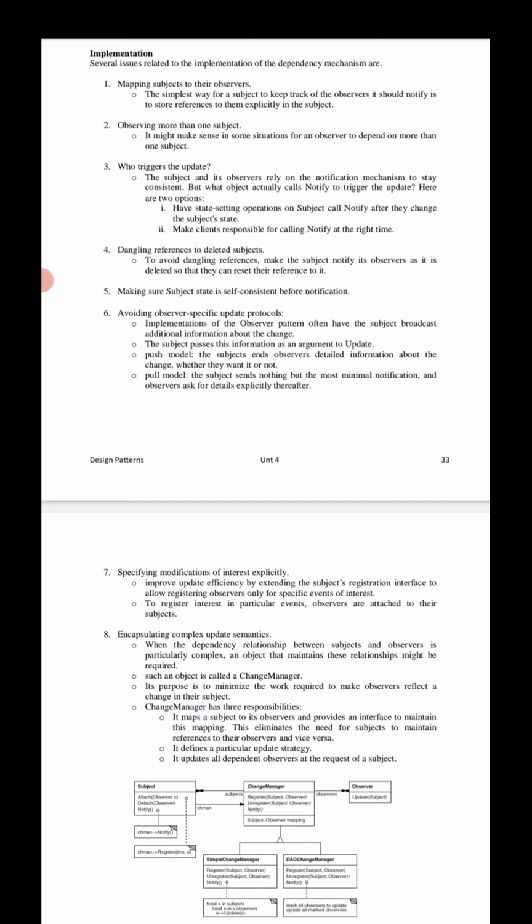And coming to the second implementation, observing more than one subject. It might make sense in some situations for an observer to depend on more than one subject. For example, a spreadsheet may depend on more than one data source. So it is necessary to extend the update interface in such cases, to let the observer know which subject is sending the notification.